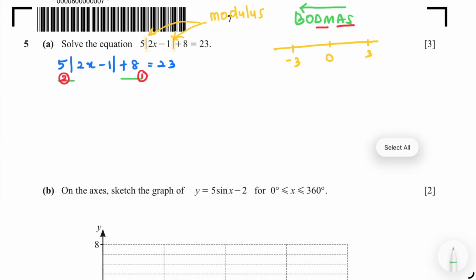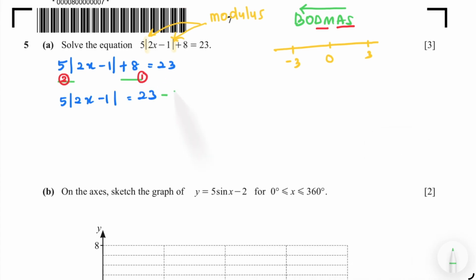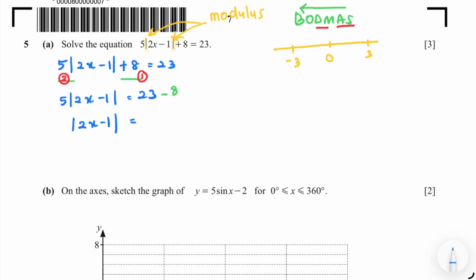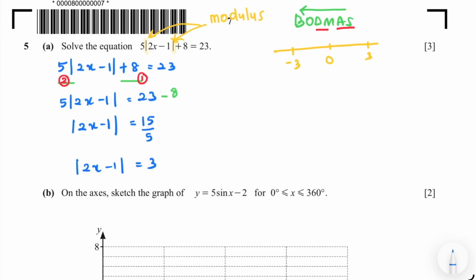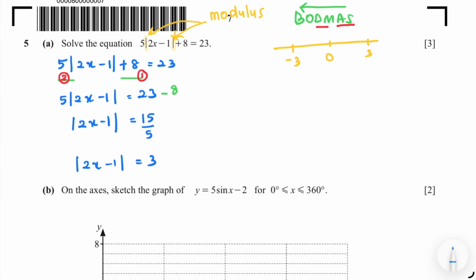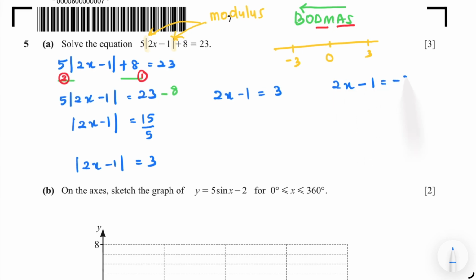So let's move 8 to that side. Moving positive 8 to the right hand side will make it minus 8. Now, let's move 5 to the right hand side. 23 minus 8 is 15, divided by 5, that would be 3. Now, this is the step where we need to remove the modulus. Since removing modulus will give us two answers, positive and negative, we can rewrite it in this form: 2x - 1 = positive 3 and 2x - 1 = negative 3.